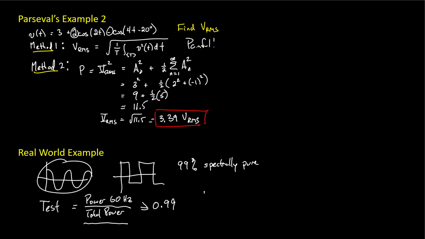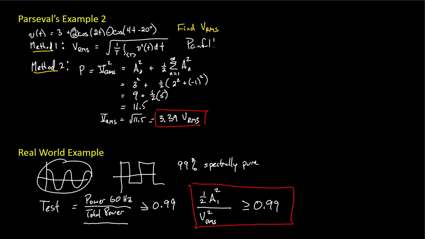the power at 60 hertz is equal to 1/2 times your first Fourier series component squared. Your total power is equal to your RMS squared value. And that's what you want to prove is greater than or equal to 0.99 to force the power companies to buy your power back on the power grid. Again, something definitive and unambiguous.